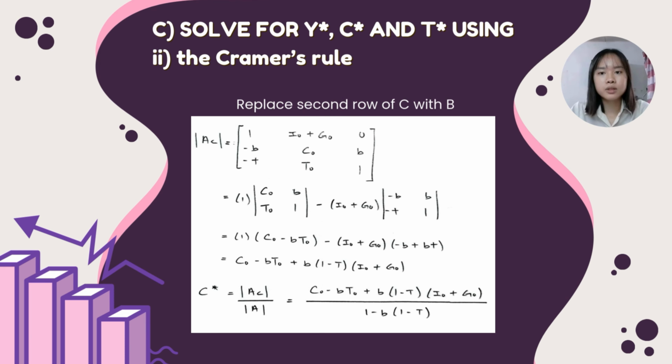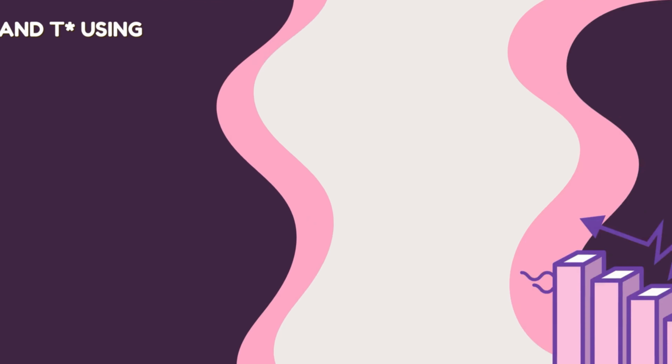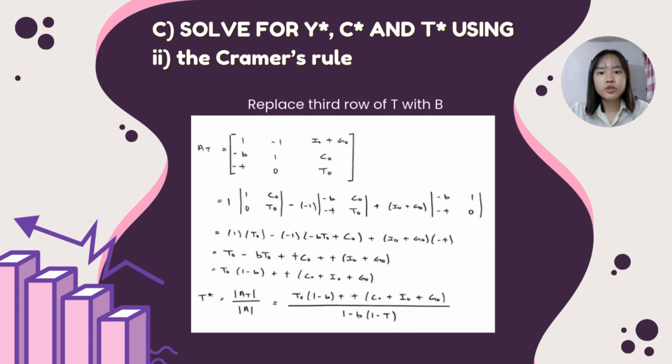Now we will solve for C using the determinant of A sub C divided by the determinant of the original matrix. We get Co minus bTo plus b multiplied by 1 minus t times Io plus Go divided by 1 minus b multiplied by 1 minus t. After that, we will solve for T using Cramer's rule.